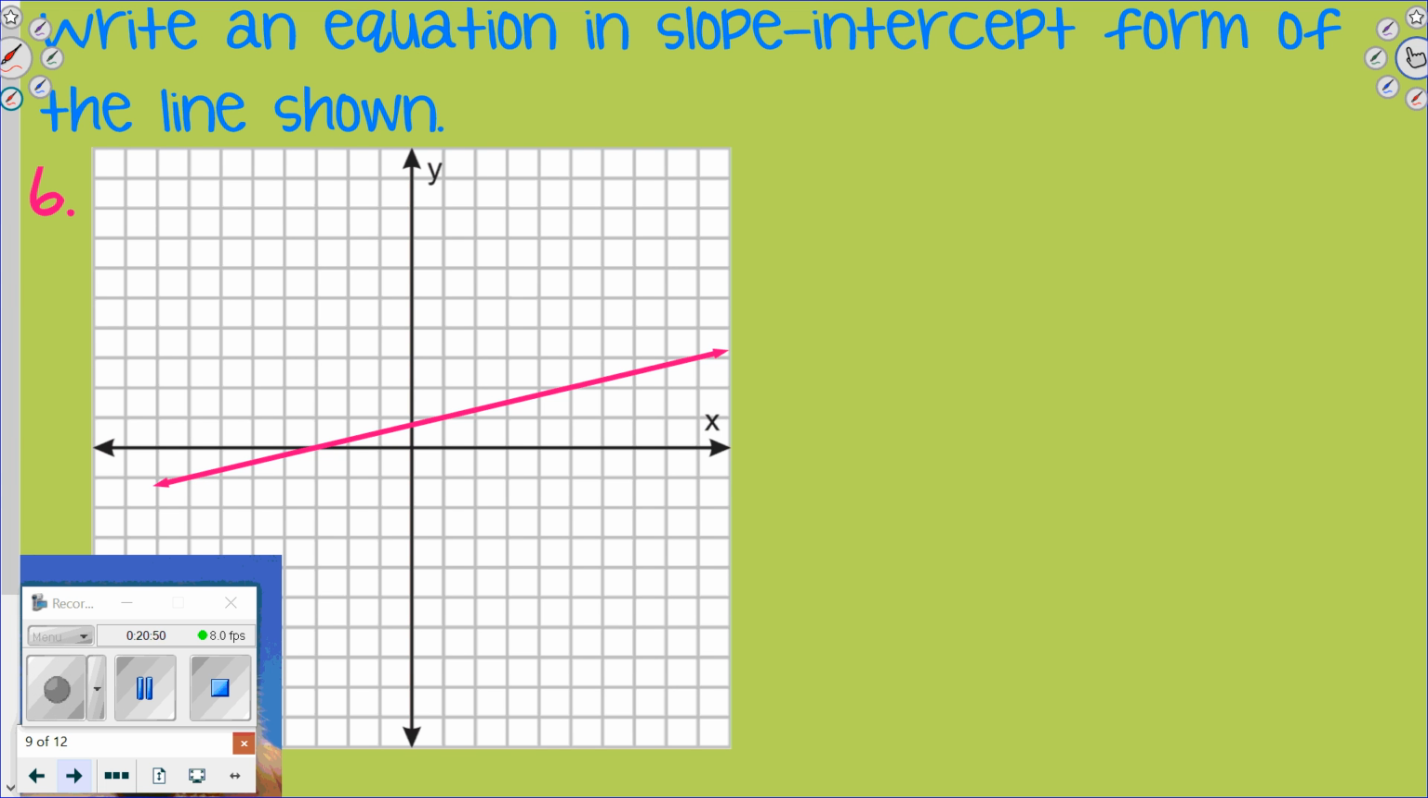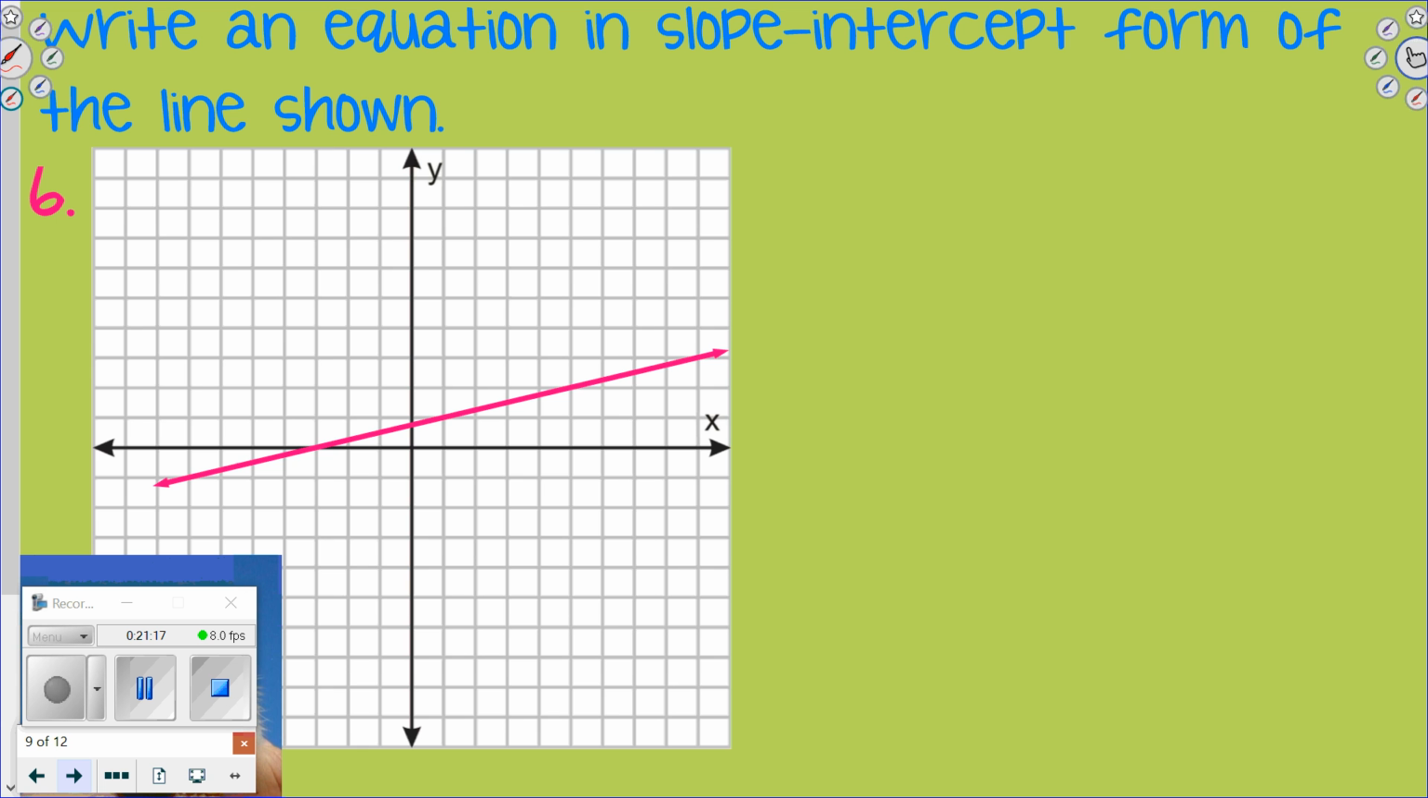All right. Write an equation in slope-intercept form of the line shown. We did this last week, but last week I was able to look at the graph and I'm like, okay, I know where the y-intercept is. I know the slope. I just plugged it right into slope-intercept. What's the problem with this one? It's not a nice, pretty one. Yeah, my y-intercept, it's like almost 1, but not quite. I don't really know what it is.